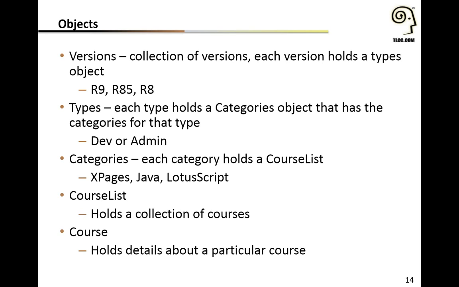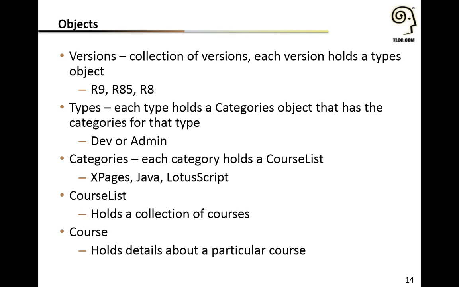But then I somehow need to have a grouping of courses that would be part of, let's say, the XPages courses for release 9. And those XPages courses are something that a developer wants to see. So I need to then compartmentalize a group of courses. So I figured I needed a course list object to hold a group of courses that are related to each other.